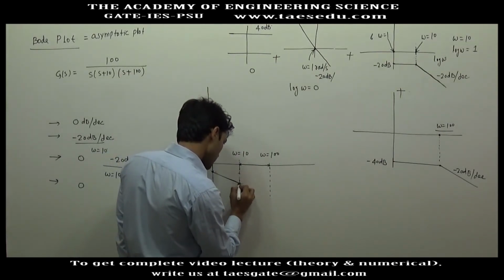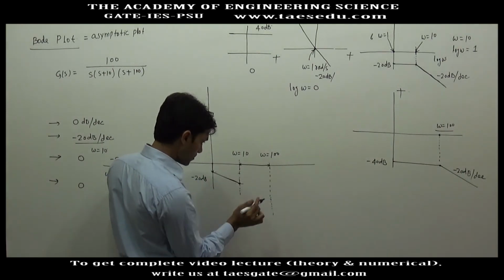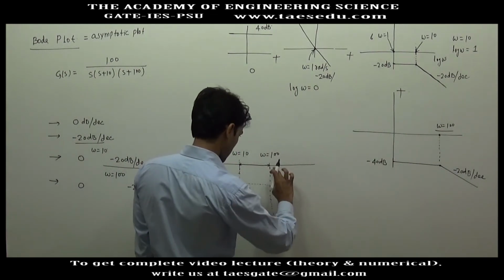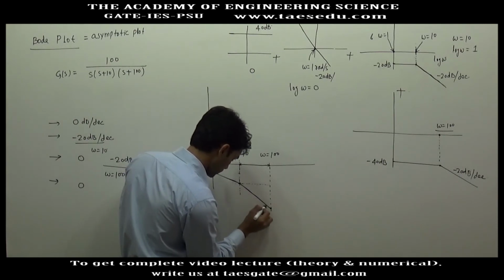Here you are already at minus 40, and the decrease will be 40 dB. This height is 40 dB. So this will be the graph.